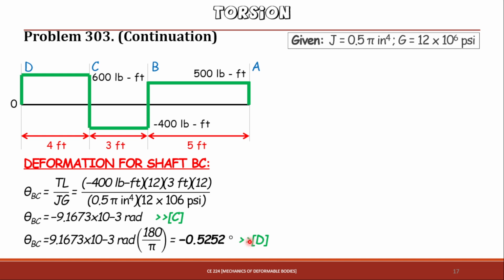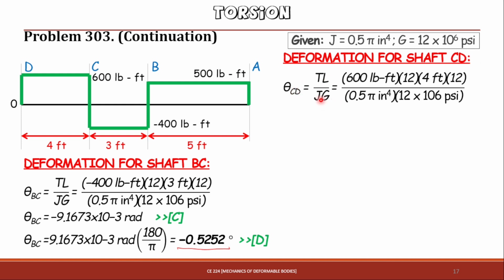Okay? We're almost there, just a little more. So, the deformation of shaft CD. Let us solve it. Same process again: TL over JG. The torque and length we use are those of CD. The torque in CD is positive 600 pound-foot. Since it is in pound-foot, the unit should become inches, so I multiply by 12. Then its length is 4 feet, which I again convert into inches by multiplying by 12. All over the same J, same G.